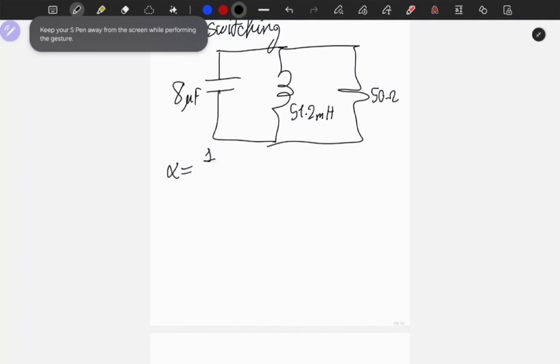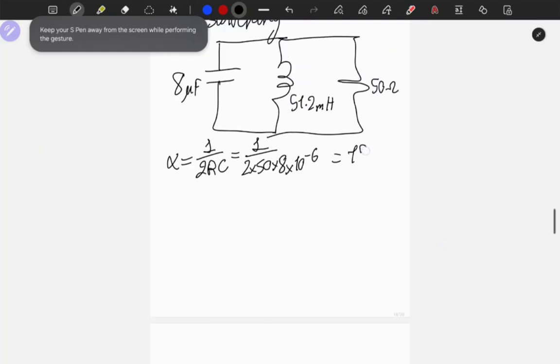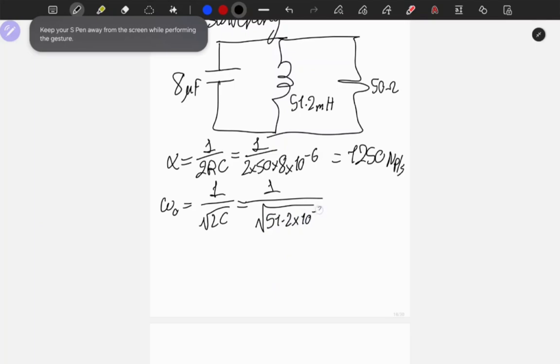So I use the parallel connection formulas. So alpha is going to be 1 over 2 RC, which is equal to 1 over 2 times 50 times 8 times 10 to the minus 6, because it's 8 microfarad, which is equal to 100 times 8 times 10 to the minus 6. This is equal to 1250. Okay. Omega 0, this is equal to 1 over square root LC always. By the way, these two formulas are in the formula sheet. This is equal to 1 over square root L, so 51.2 times 10 to the minus 3. The capacitor is 8 times 10 to the minus 6.